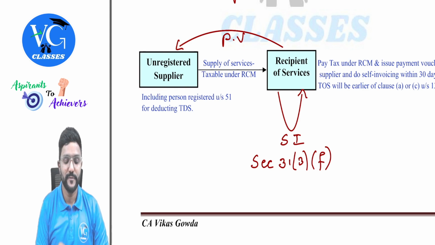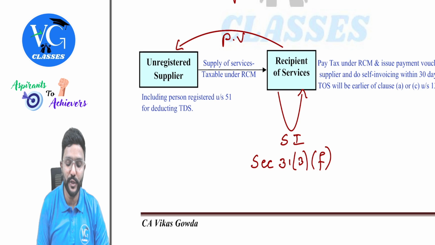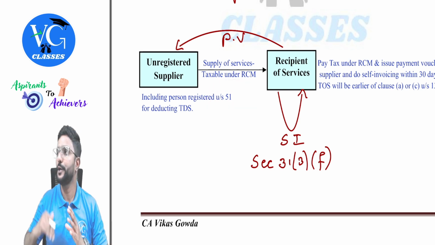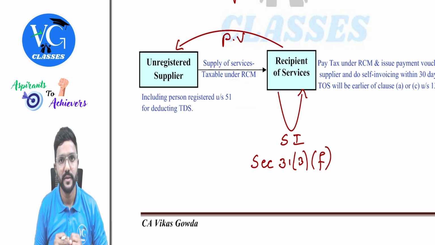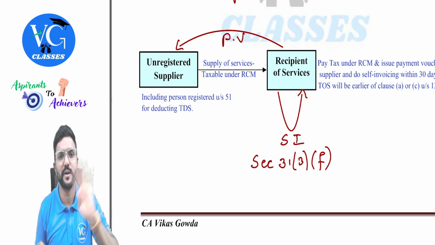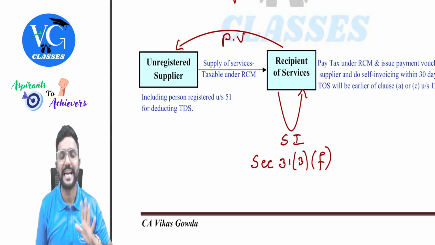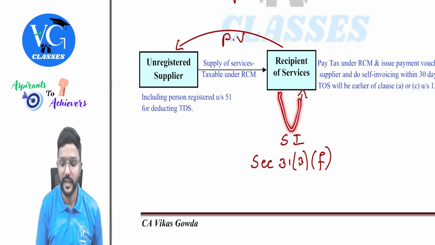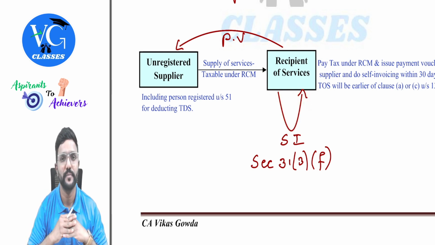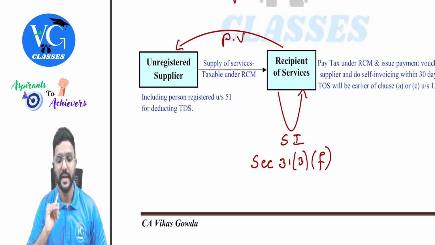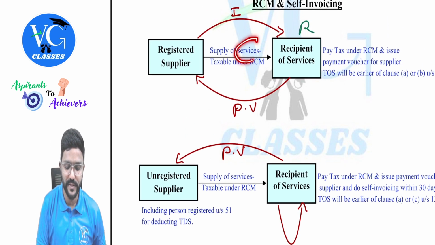I repeat, if the supplier is registered under GST only to deduct TDS under section 51 and they don't make any taxable outward supply, for the purpose of self-invoicing, we treat them as if they are not registered. So in that case, if the recipient is liable to pay tax under reverse charge mechanism, should they do self-invoicing? Yes, they have to do it. And in this example, I have used services everywhere.